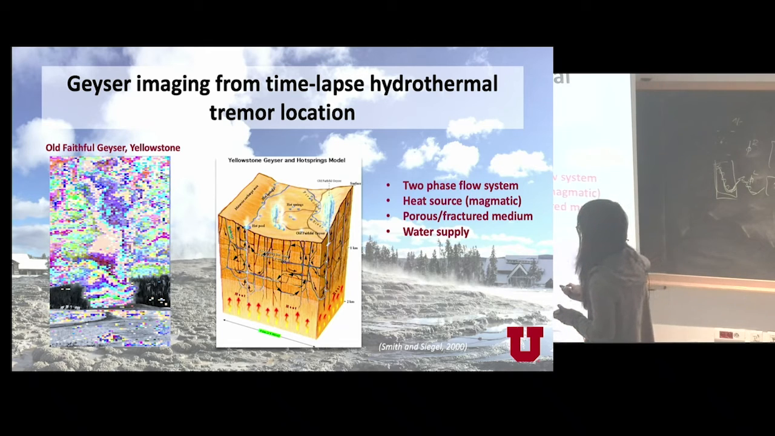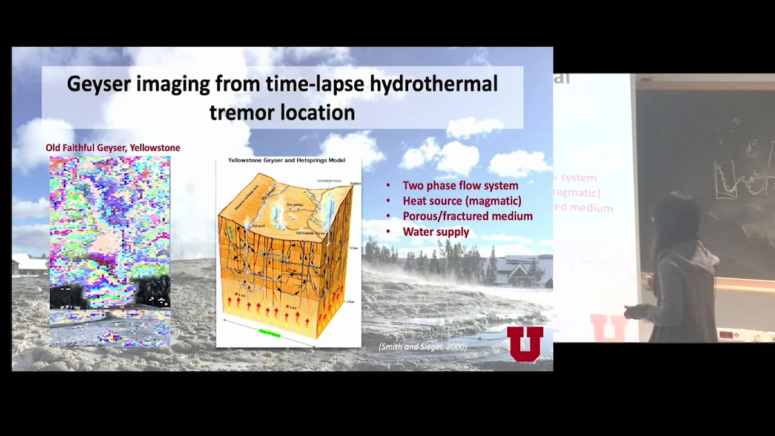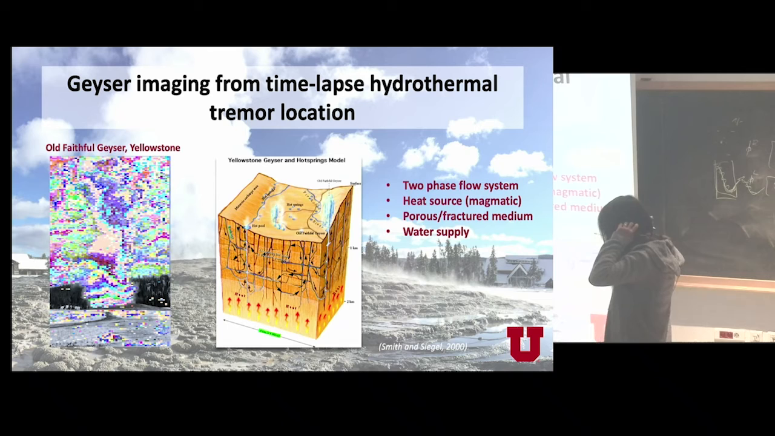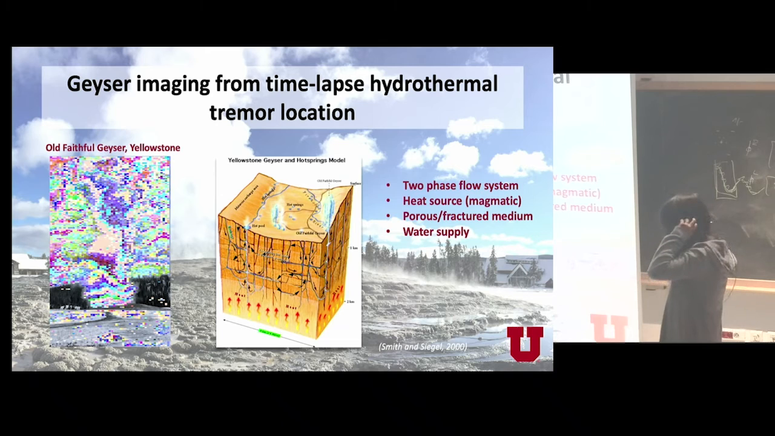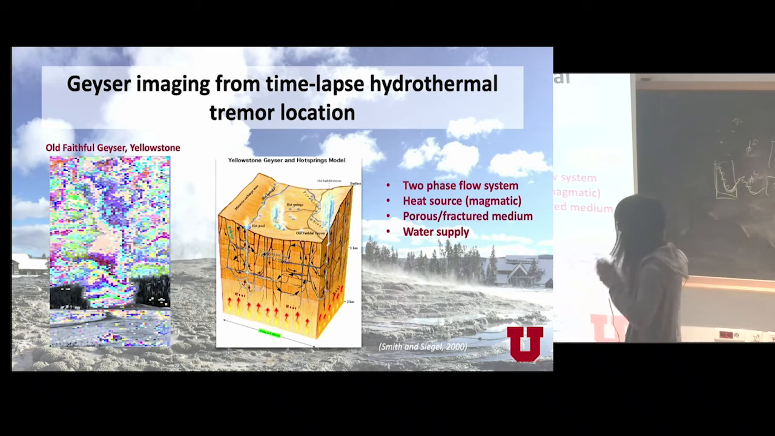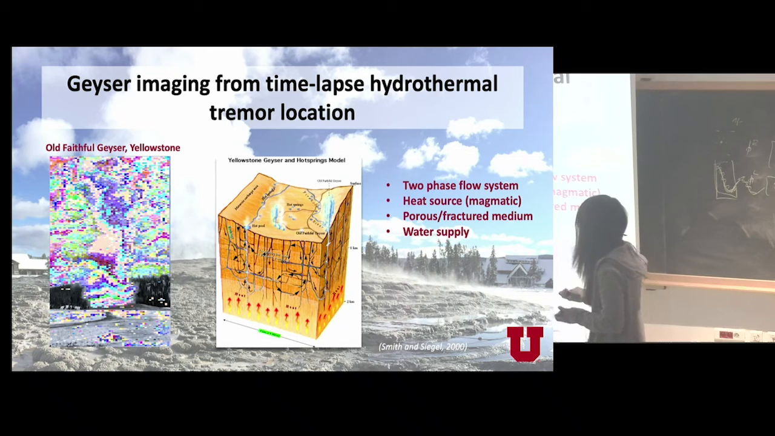This kind of geyser system originates from the interaction between the heat source, normally from a magmatic system, and the shallower groundwater system in the porous, fractured medium. And that causes the eruption on the surface. It's a super dynamic two-phase flow system. There's a lot of bubble collapsing and bubble nucleation during the recharge cycle.